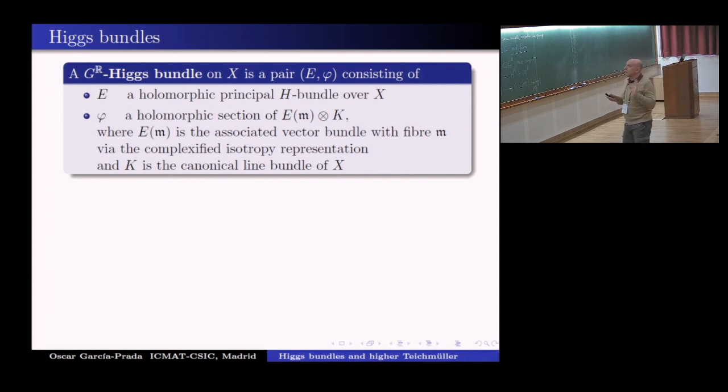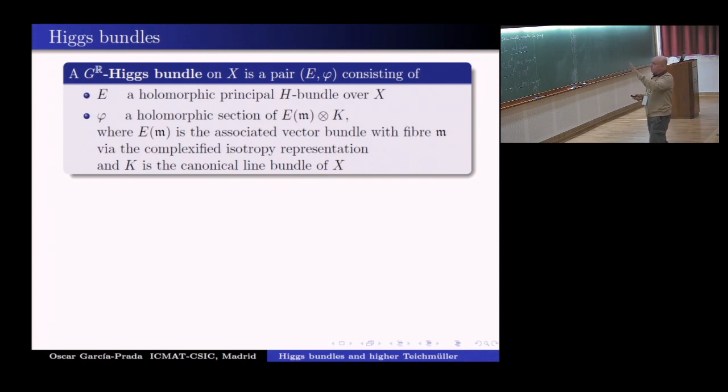In particular, if G_R is complex, then the complexification of H_R is G_R itself, and the isotropy representation is the adjoint representation, and we recover the notion of a Higgs bundle for a complex group.